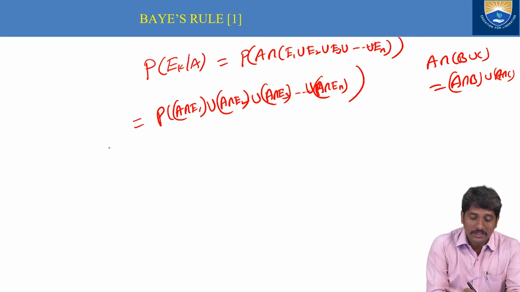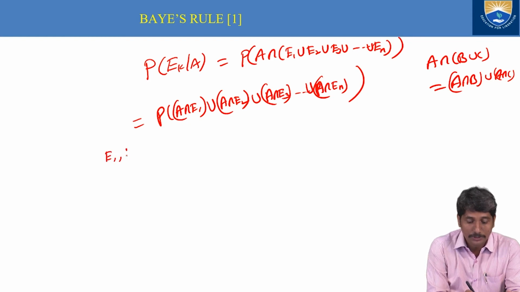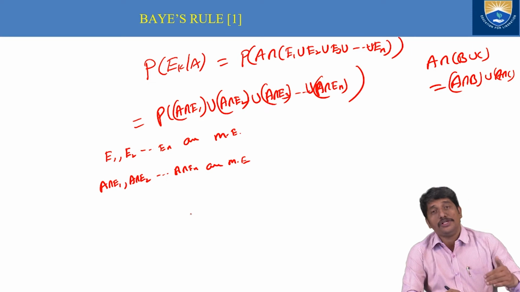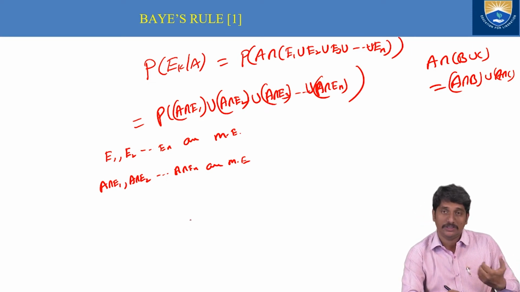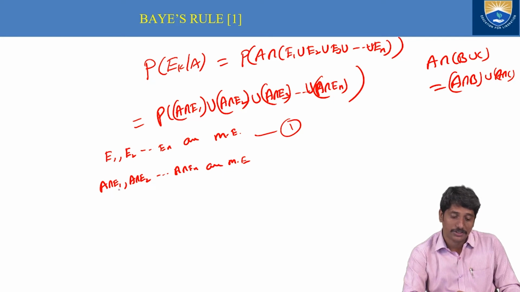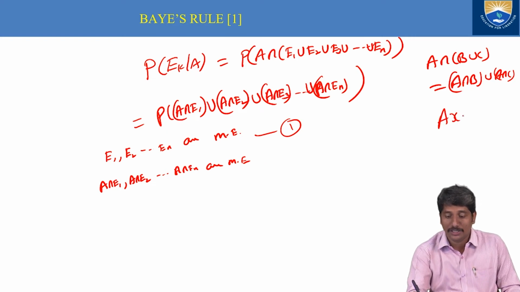Now, let us recap one of the points in our data, that is E1, E2, so on, EN are mutually exclusive. Then automatically A intersection E1, A intersection E2, so on, A intersection EN are also mutually exclusive. Because E1, E2, EN are mutually exclusive, their subparts are also mutually exclusive. This is equation 1 we have already noted.